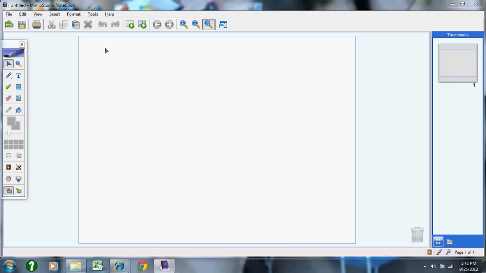Notes out and turn to the next available page. The name of our notes is, sorry about that, 2-7, and we are doing solving equations with rational numbers.